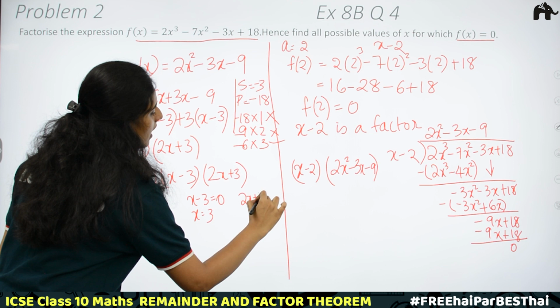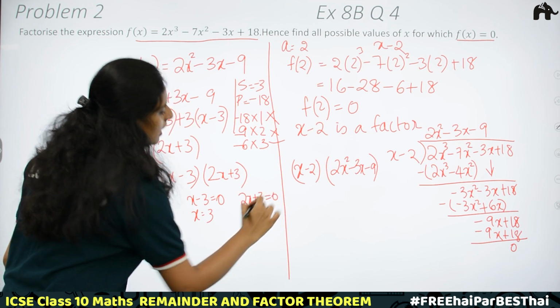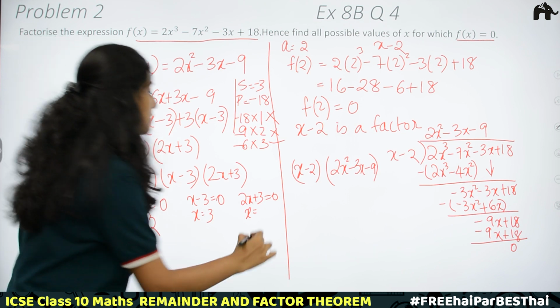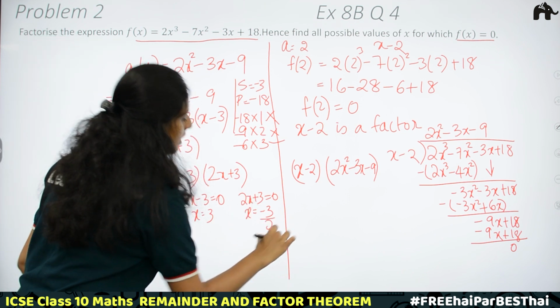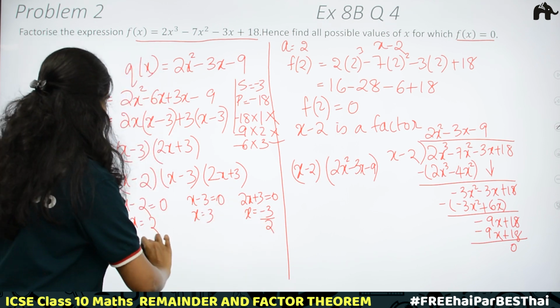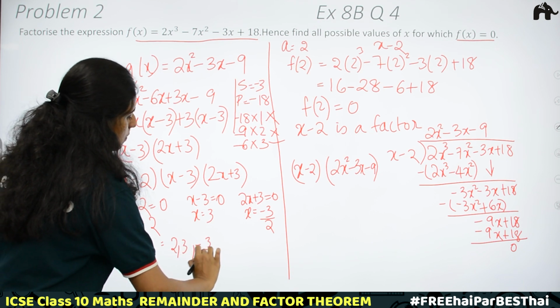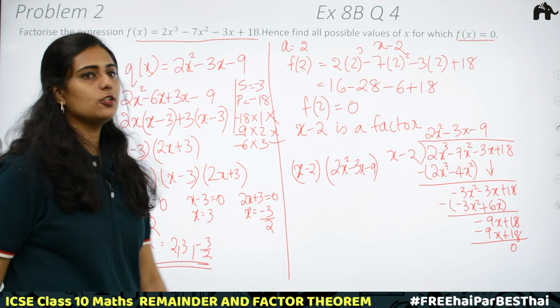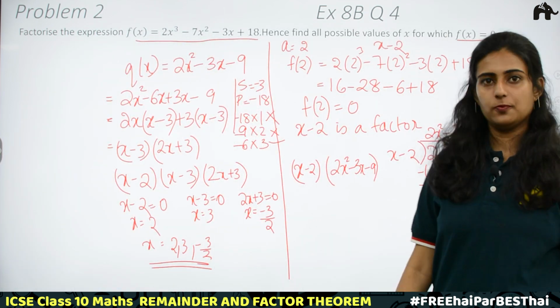2x plus 3 is a factor, therefore 2x plus 3 is equal to 0. X is equal to, taking plus 3 to the opposite side, it becomes minus 3. And here we have to divide by 2. X is equal to minus 3 by 2. The values of x are x is equal to 2/3 or minus 3 by 2, the possible values of x for which f of x is equal to 0.